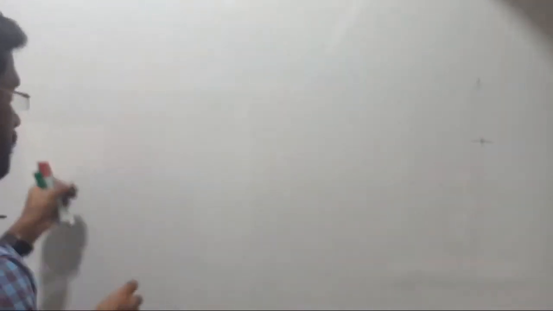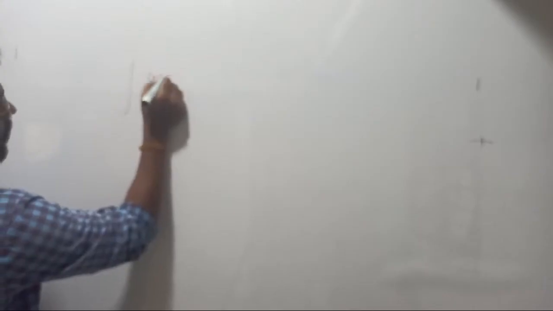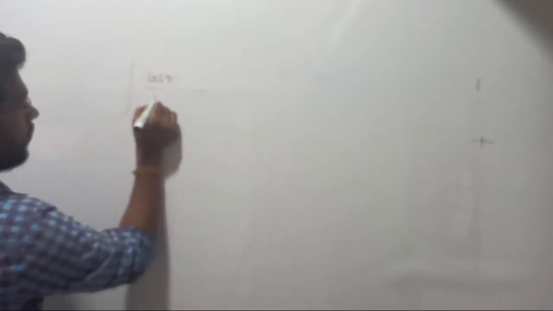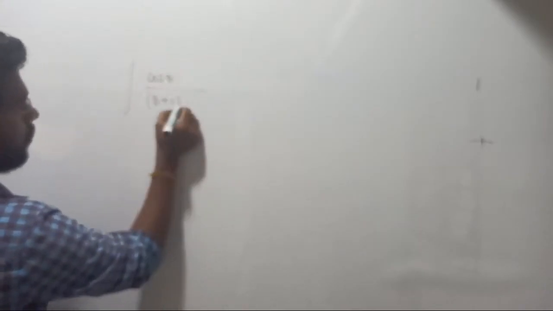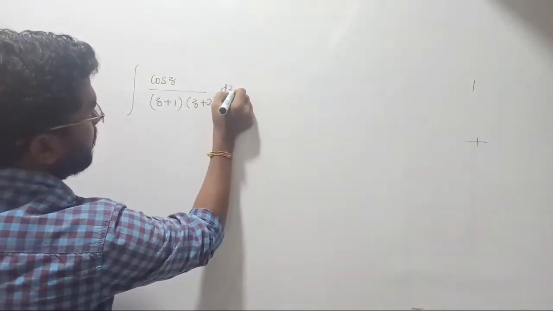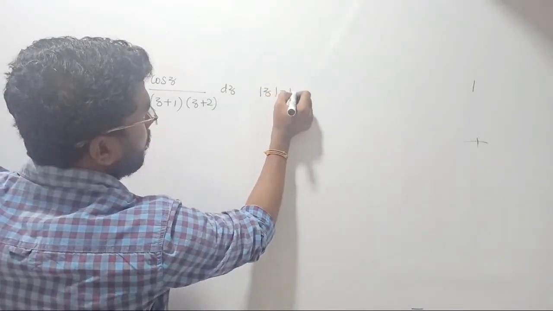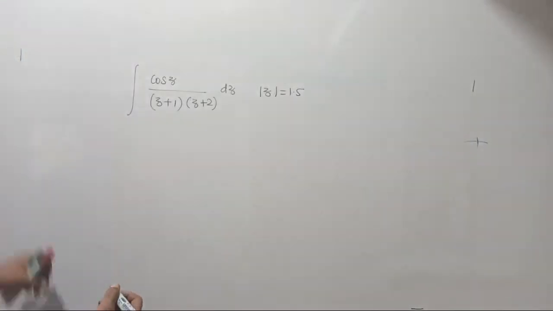Okay, fine. What we are going to do, our next example, right? So let us consider, for an example, cos z upon z plus 1 into z plus 2, with respect to dz, okay? Now the given contour is mod z equal to 1.5. They said mod z equal to 1.5.